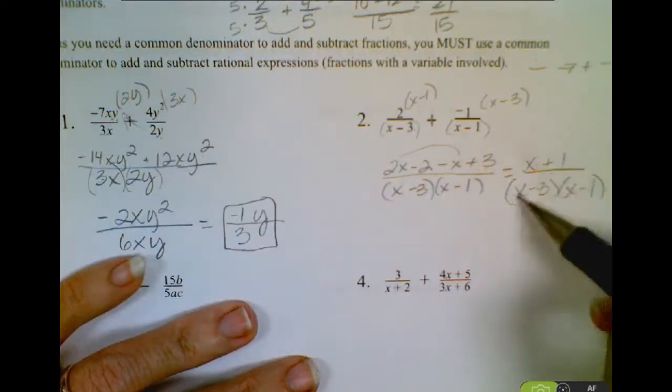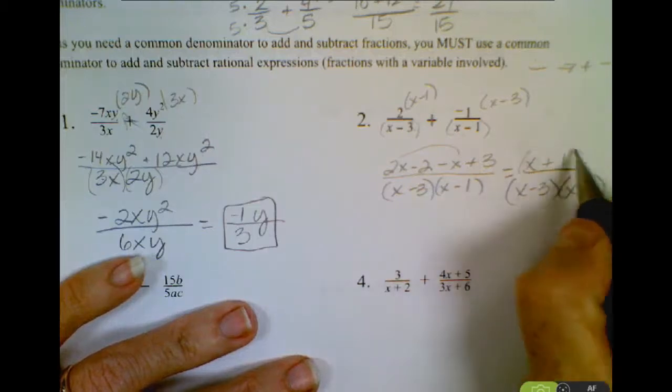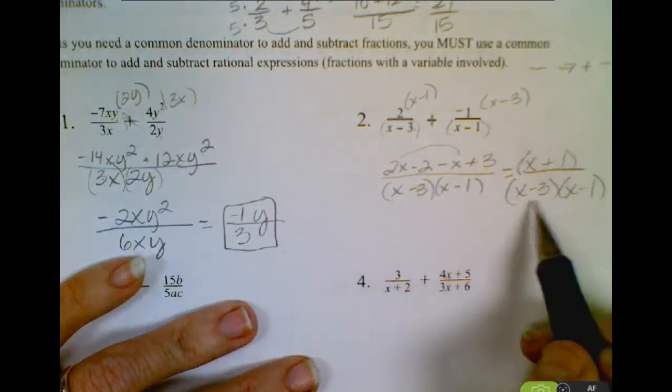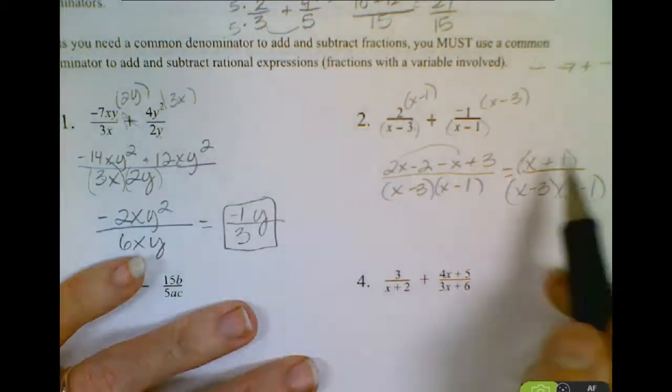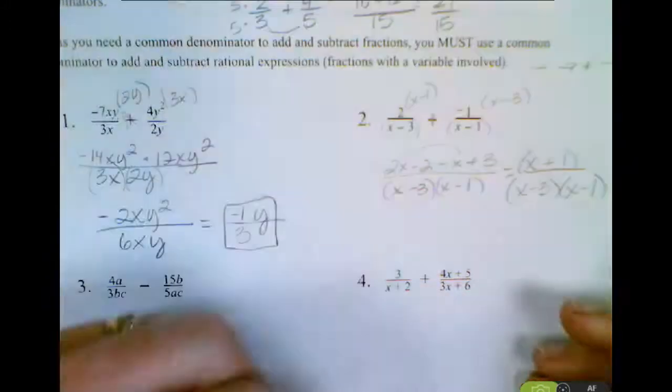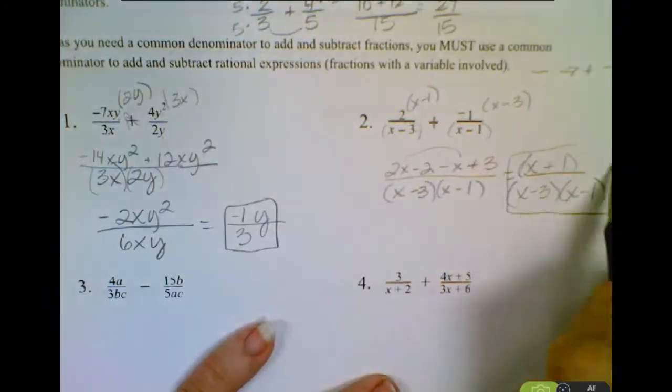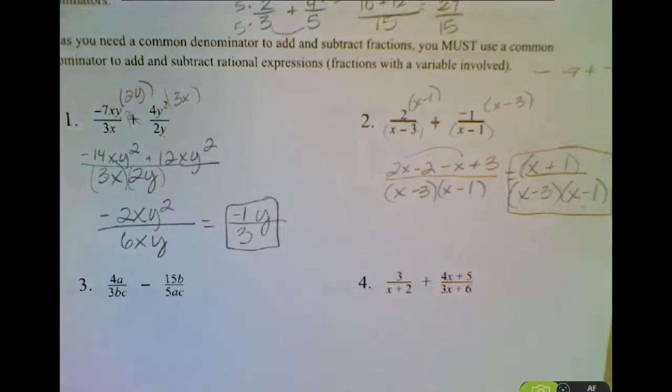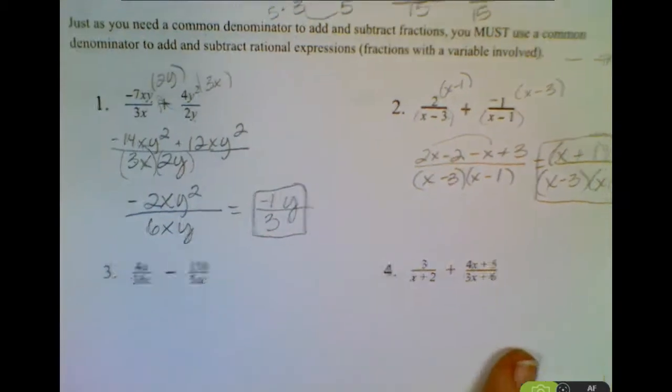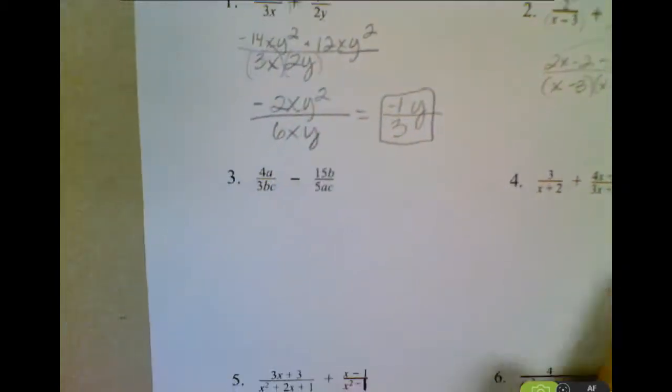Remember, you cannot cancel these x's here. These expressions, x plus 1, x minus 3, x minus 1, each individual one is one piece. You cannot section them out. So you can't cancel. We're going to talk about that more in class. Okay? So, going on to number 3.